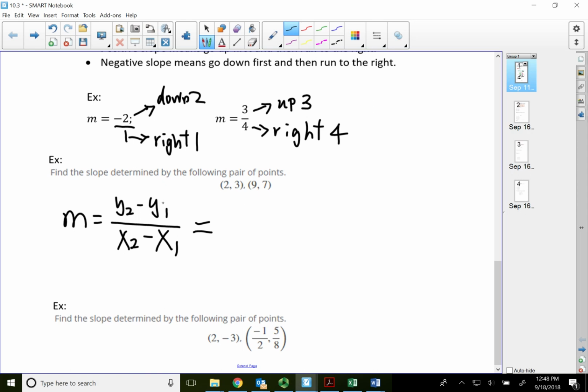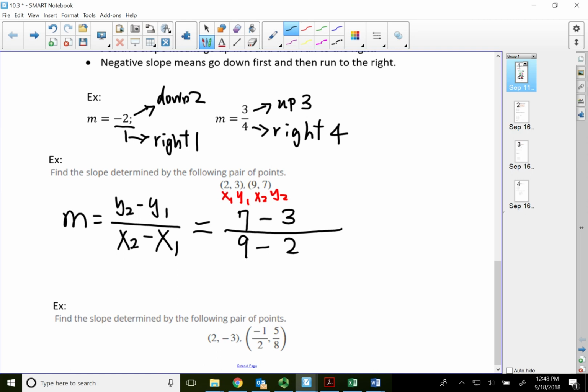Who is x1, y1? Who is x2, y2? That doesn't matter. We just pick one. If I pick the first point to be x1, then its y value has to be y1. So let's say (9, 7) is my second point. We can say that's x2 and y2. So plug into the formula. y2 is 7, and we subtract y1, which is 3, over x2, which is 9, minus x1, which is 2.